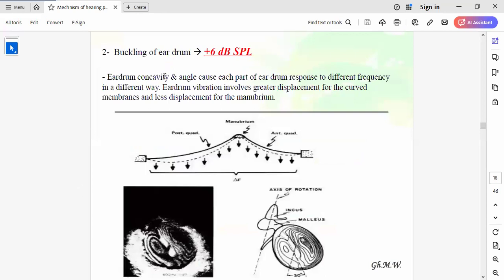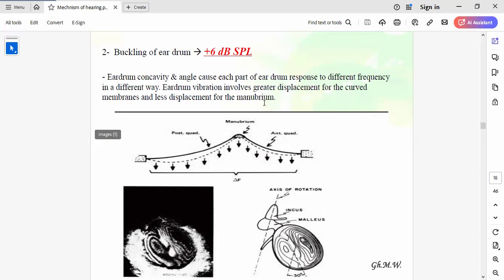Buckling of the eardrum: not all the surface area of the eardrum vibrates as one mass. It vibrates at each frequency. There is an area of the eardrum for each frequency that vibrates optimally, which is called buckling of the eardrum. The eardrum is not a flat surface, it's concave. Concavity and angle cause each part of the eardrum to respond to different frequencies in a different way. The eardrum is concave and not vertical, it has an angle with the inferior external auditory canal wall of about 55 degrees. So each part of it vibrates with a specific frequency.